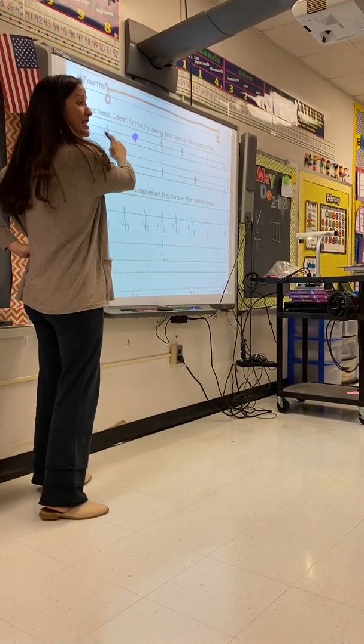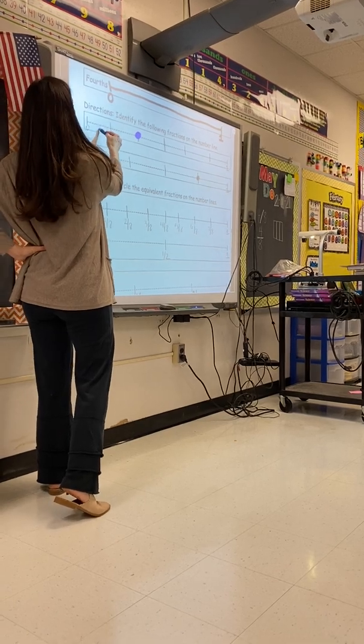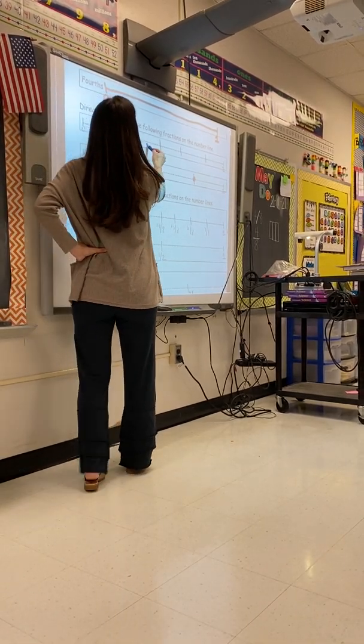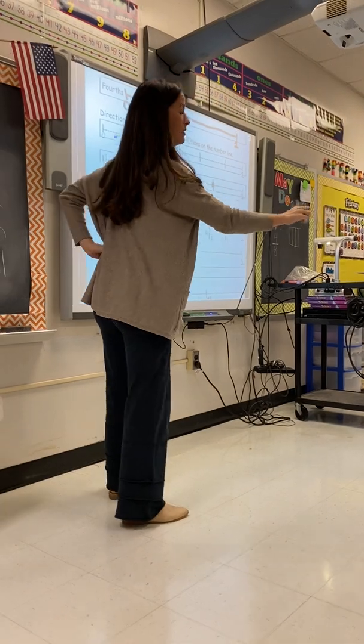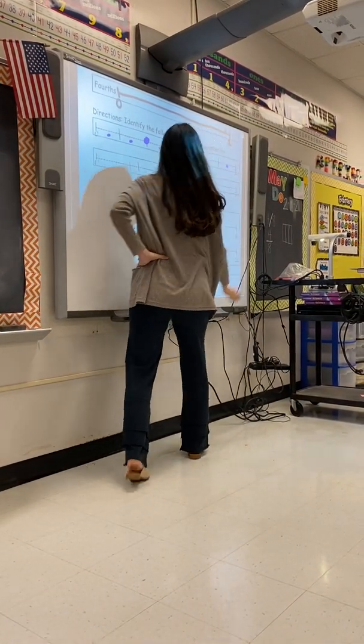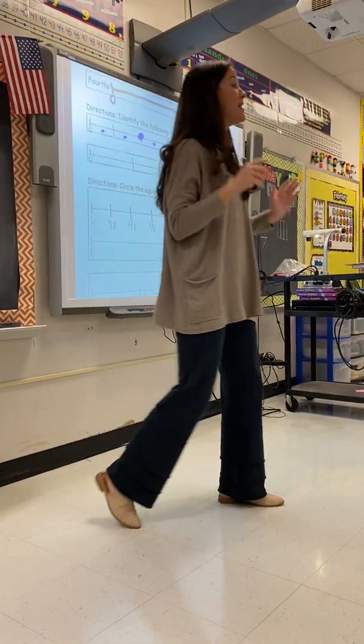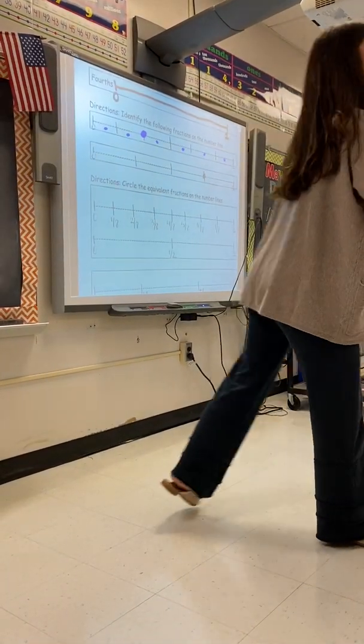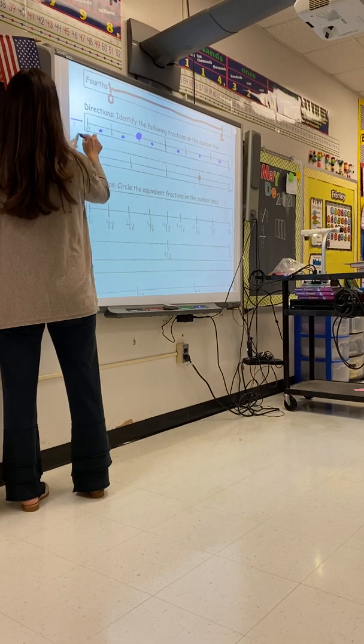Dots. Starting at 0. Count everybody. 1, 2, 3, 4, 5, 6. Excellent job. So I know my denominator is going to be what? 6. So over here, I'm going to go ahead and put a 6.